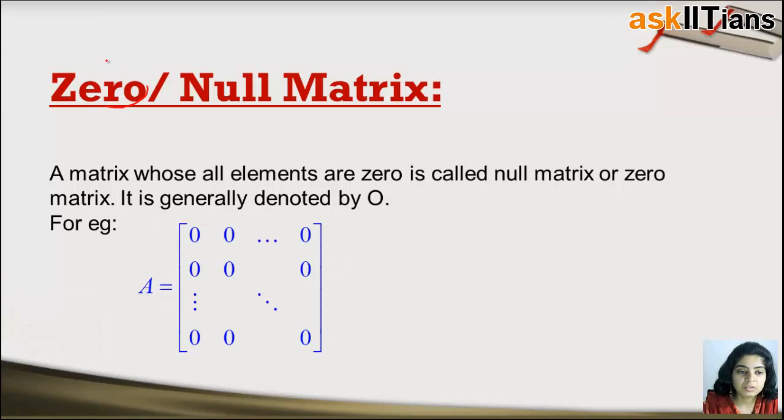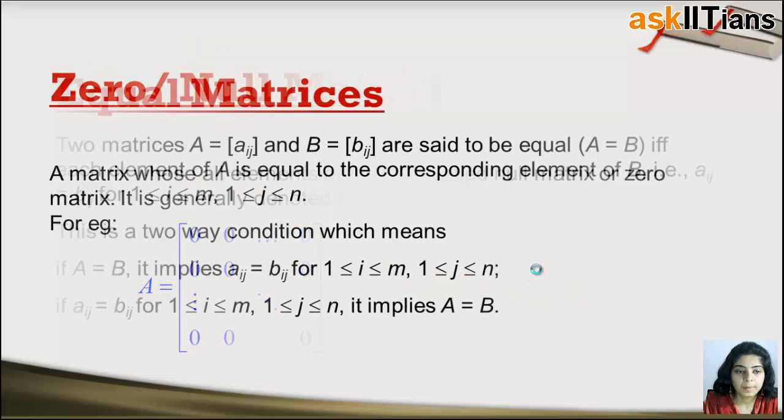As the name suggests, zero matrix means something to do with the zero element, right? So a matrix whose all elements are zero, see, all elements are zero, is called a null or a zero matrix. Like we have this matrix A equal to 0, 0, 0, and so on. So we can simply write it as this or maybe this. This is a zero matrix, simple.